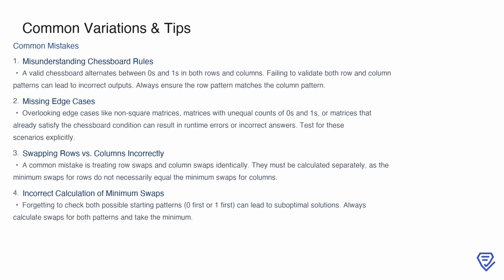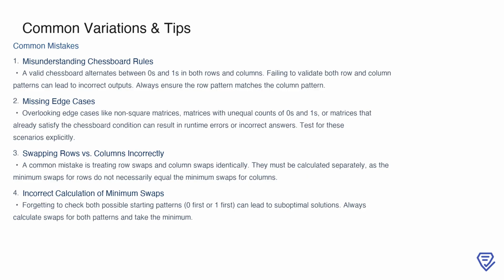When solving this problem, there are several common mistakes that can trip you up. First, misunderstanding the rules of a valid chessboard is a frequent issue. Remember, a proper chessboard alternates between zeros and ones in both rows and columns. It's not enough to check just one dimension, you need to verify that the row pattern matches the column pattern as well. Missing this step can lead to incorrect outputs.